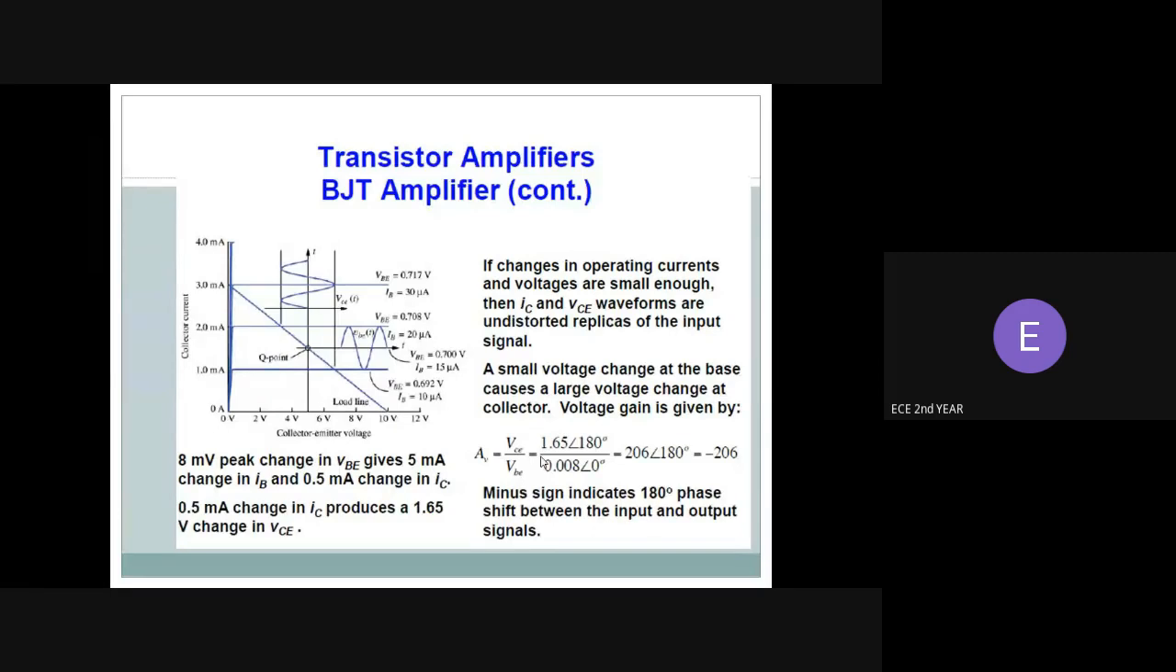Voltage gain is given by AV, VC over VB. The collector voltage is 1.65 in magnitude with an angle of 180 degrees. The base emitter voltage is nothing but 0.008, with the angle indicated as 0. So totally, what is the voltage gain? The voltage gain is about minus 206, with a 180 degree phase shift.